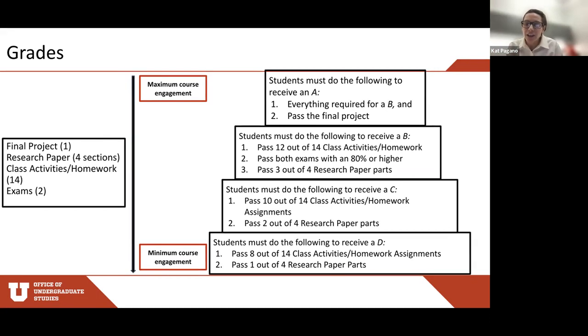Now, as you can see here, at the top, if students want to get an A, they have to do everything in the B category, which is below the A, and then they just have to pass the final project. At the end of the semester, I often have students come to me and say, I don't know if I want to do this final project. I don't really know if I want that A. And I'm like, that's totally fine. You get to choose, right?